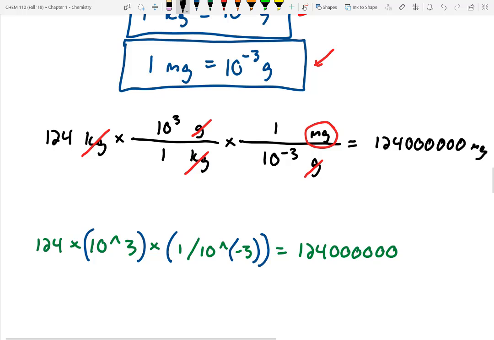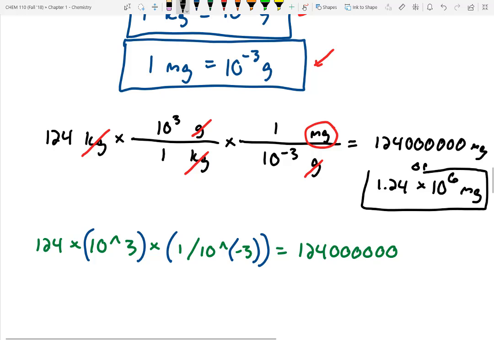Let's double check our sig figs. We had 3 sig figs going in. Do we have 3 sig figs going out? I'd say so. The zeros on the far right don't count because there's no decimal. Alternatively, what you can do is scientific notation. Say 124 times 10 to the 6 milligrams. These are both equivalent, right? So again, I like to box my answers and then also show my units.